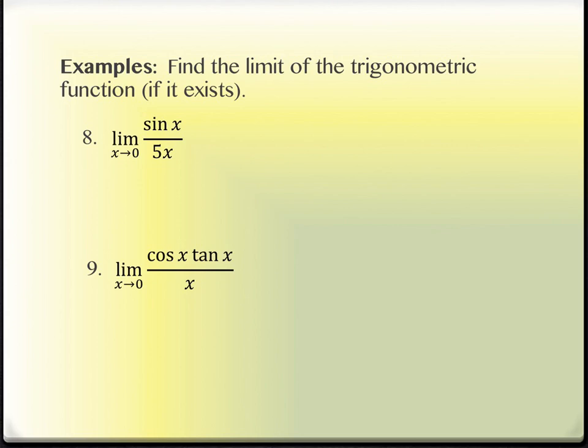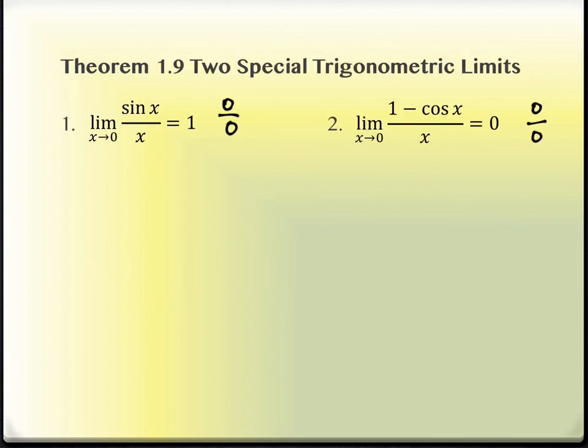Number 8 says the limit as x approaches 0 of sine of x over 5x. What will happen if you put in x equal to 0 here? You get 0 over 0. So just like with the algebra ones, when we have 0 over 0, we have to stop and ask ourselves what to do. The difference is that when we did it with algebra, the answer was we factored, or maybe we had to multiply by the conjugate if we were doing radicals, right? Here, that's not what we're doing. When we get 0 over 0, we're back to looking at these special trig limits.